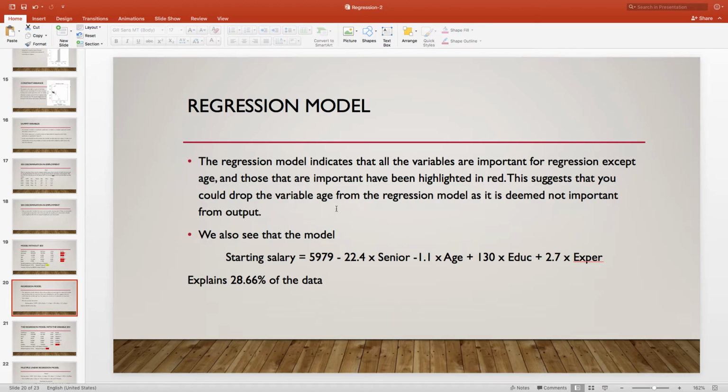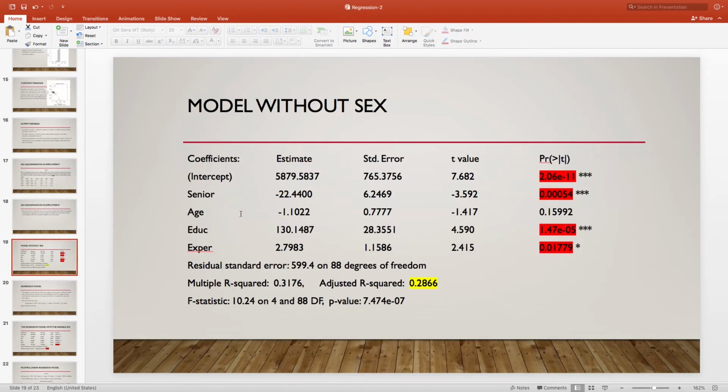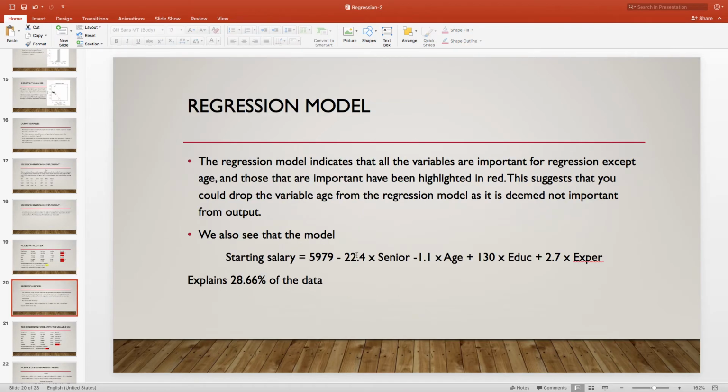This regression model indicates all the variables are important for regression except for age, and they have been highlighted in red. You could drop that from the output, but writing down this regression equation says starting salary is modeled by that intercept 5979 minus 22.4 times the seniority, minus 1.1 times age, plus 130 times education, and 207 times experience.